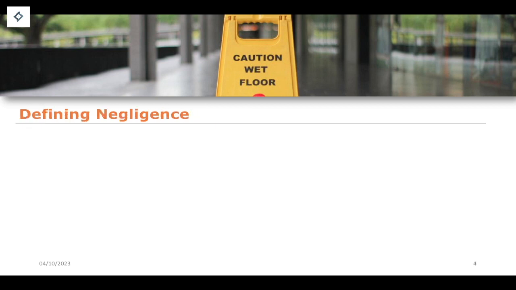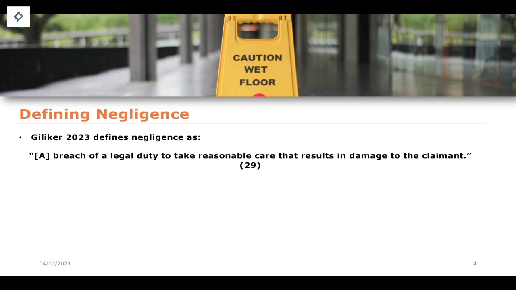So we'll get to all of that in future lessons, but for now let's work out a definition of negligence. Let's work out how we can actually define what negligence is. A useful definition can be found in Giliker from 2023, and also from previous editions as well. I have two editions of Giliker, the 2023 one and the 2017 one, and they both have this same definition: negligence is a breach of a legal duty to take reasonable care that results in damage to the claimant. That is what is defined as negligence, and it's a particularly nice definition.